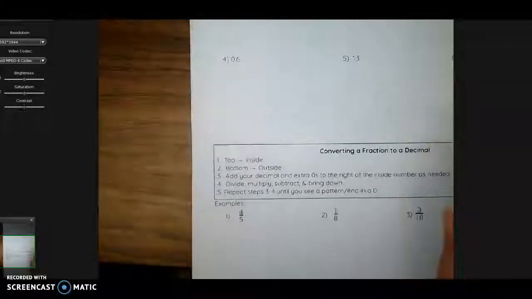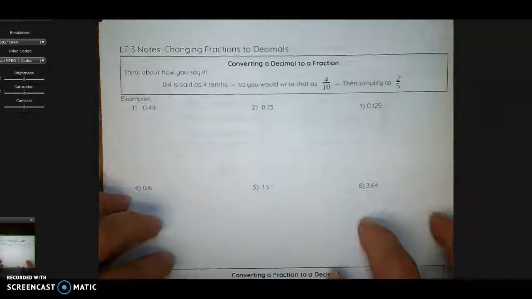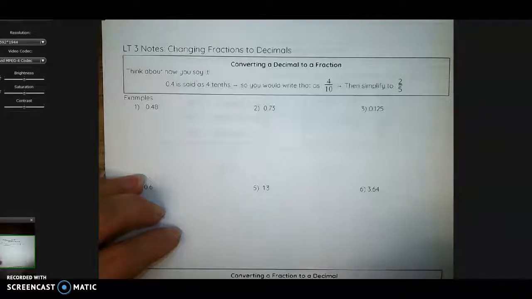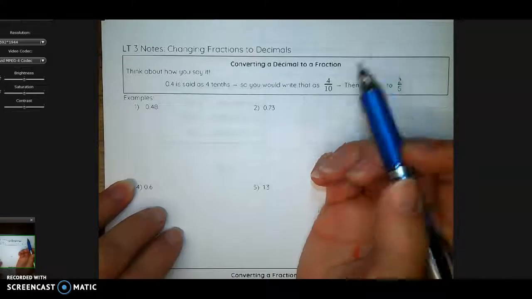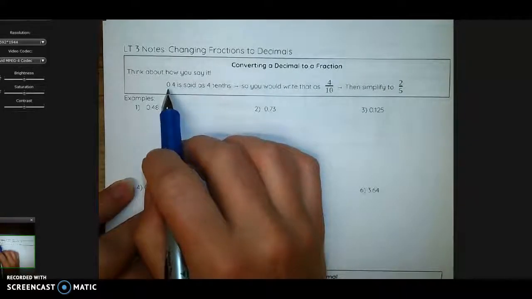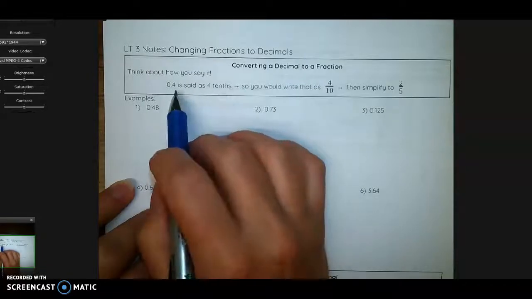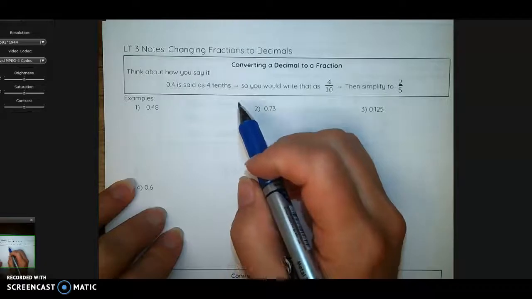Hello, today we're going to be changing fractions to decimals. And this first part up here, we want to think about how we say it. So we're thinking about place value. So for instance, if I said 0.4, the correct way it would be said is 4/10 because 4 is in the tenths place.